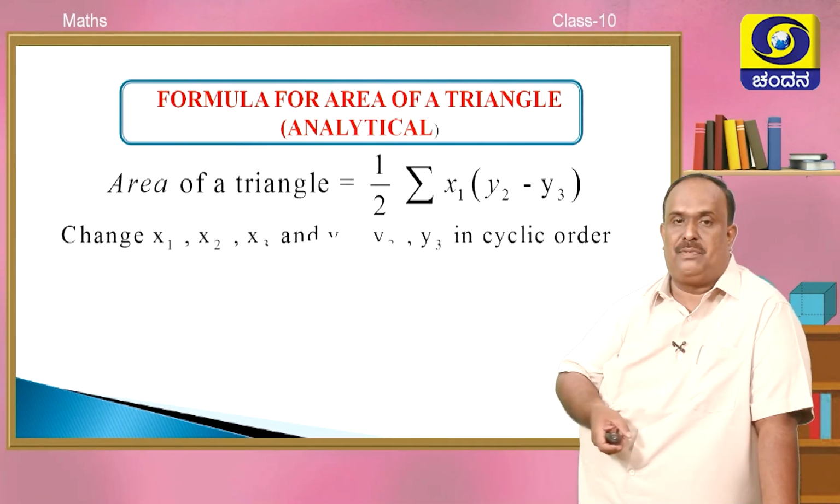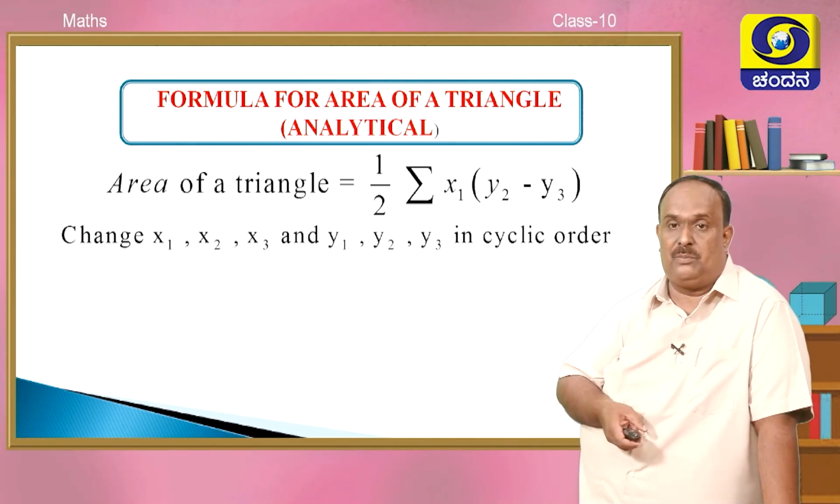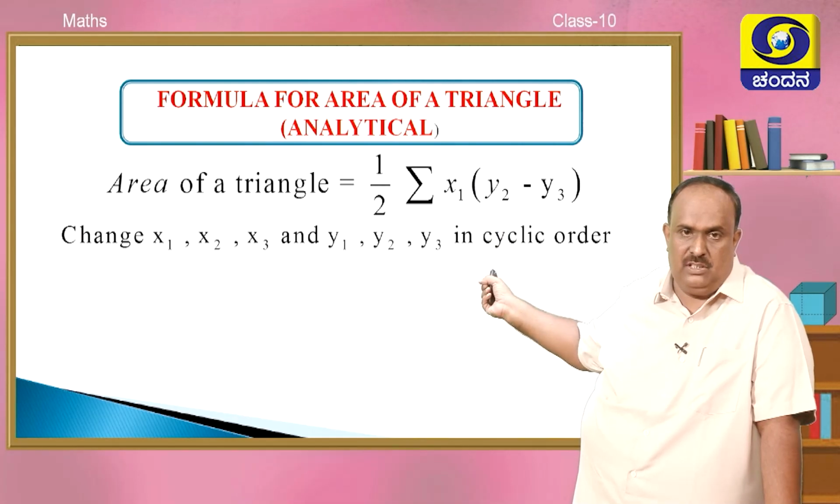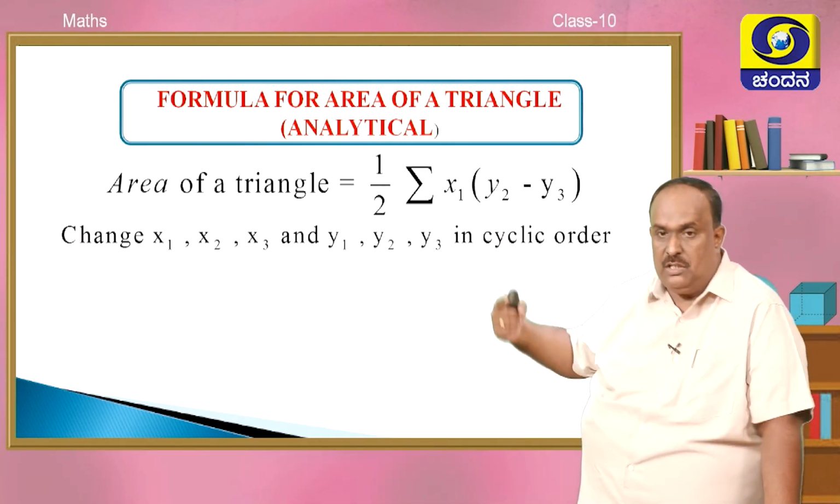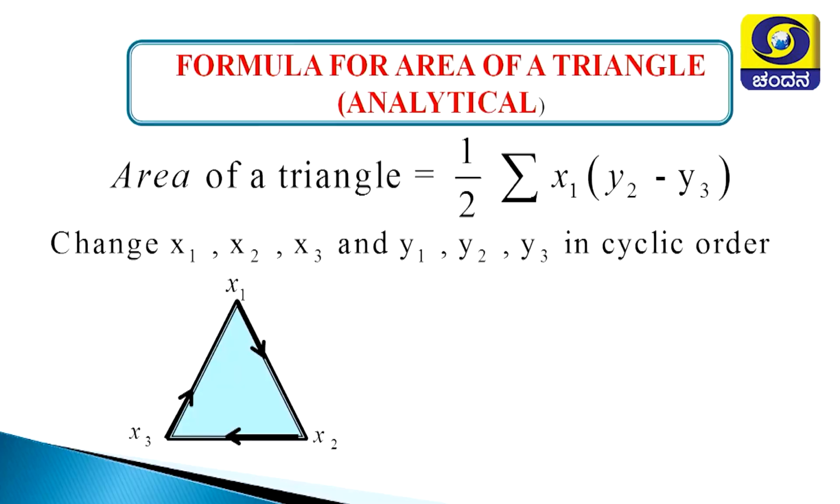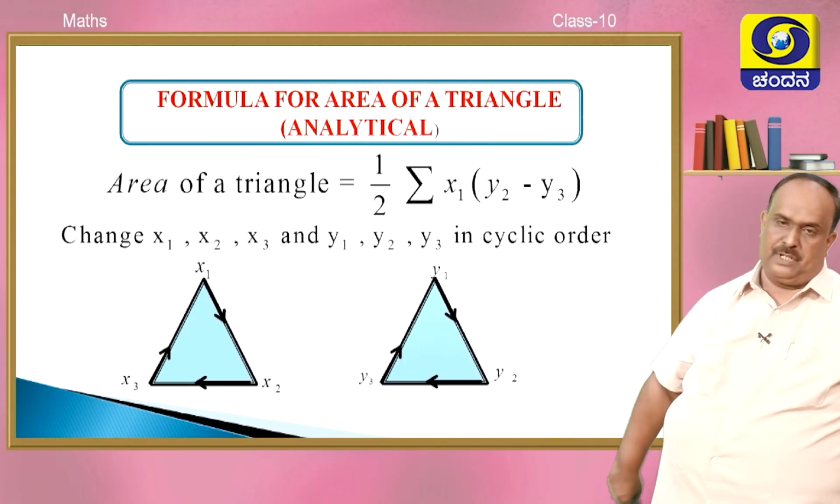Now this is the expanded form. How to get the expanded form? You got x1, you got x2, you got x3, you got y1, y2, y3. Change them in the cyclic order. See here, x1 should be substituted by x2, x2 should be substituted by x3, and x3 should be substituted by x1. Cyclic order. Similarly, y1. You change in the original formula, you will get the expanded formula.